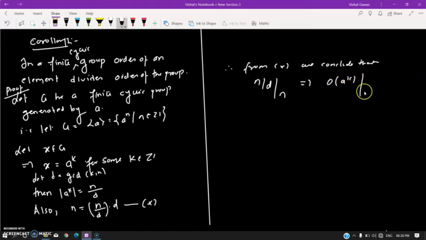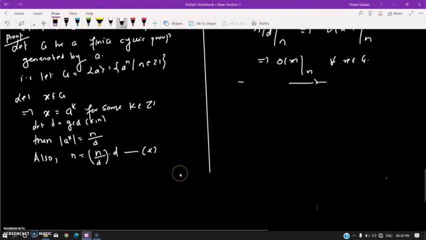But n over d is nothing but the order of a raised to k. Therefore, this implies the order of x, but this is nothing but x. The order of x divides n for every x, right? Let's look further into more corollaries of this theorem.